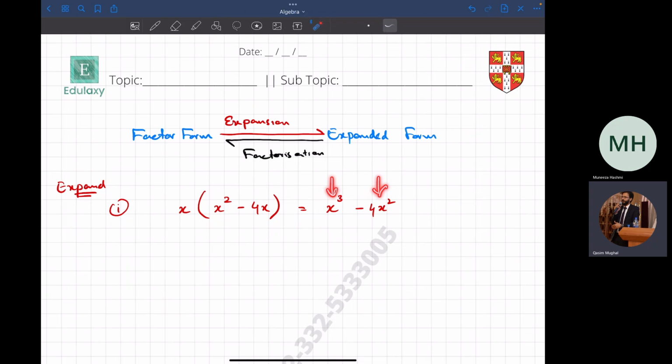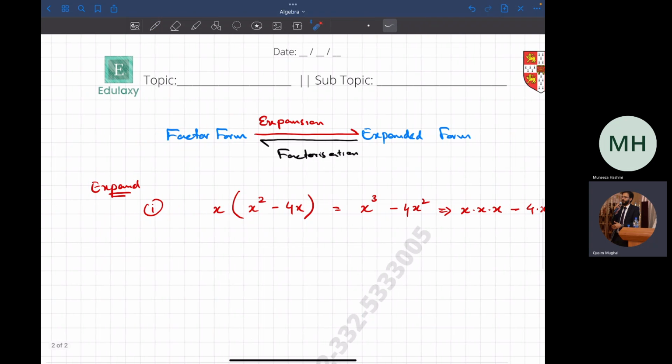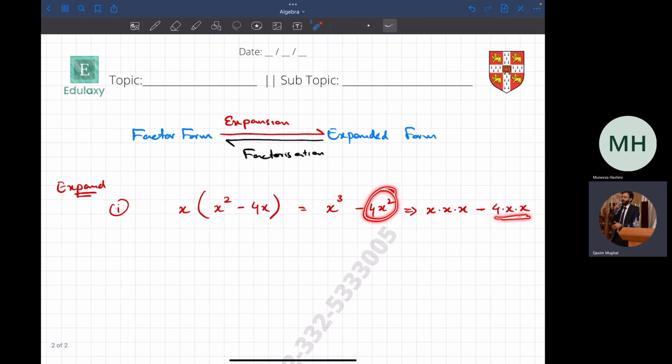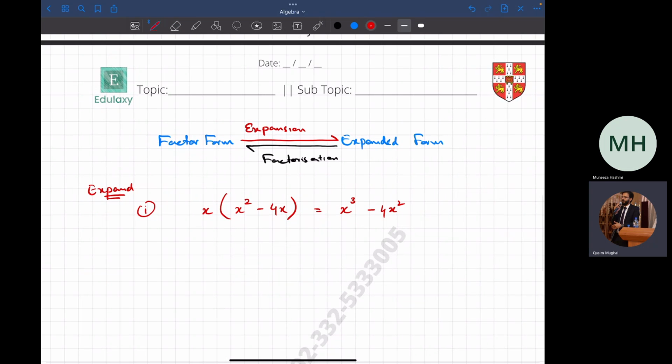Over here, I've got two terms, and each term can be further factorized by using basic rules of indices. Like the first one can be written as x times x times x, minus 4 times x times x. You don't have to do this, but I'm just explaining. So the first term, which is x cubed, has got 3 factors. The second term has basically also got 3 factors. You don't have to write it down, but I'm just giving you a different perspective.